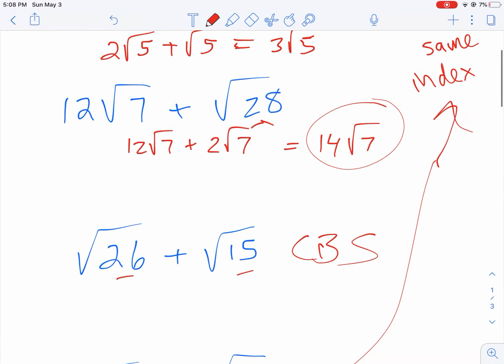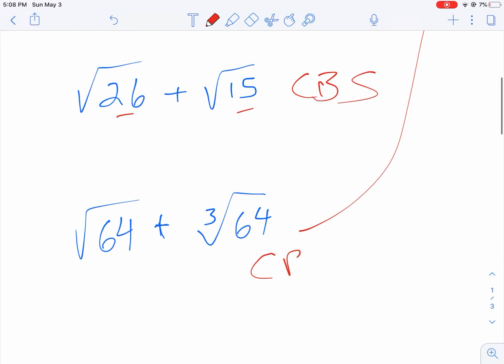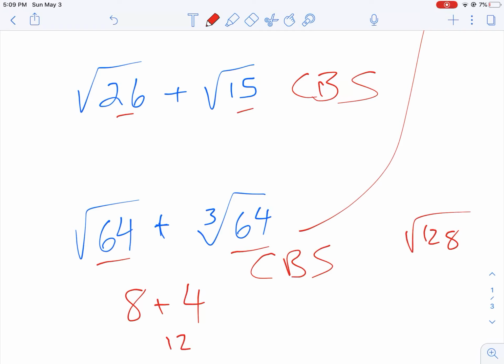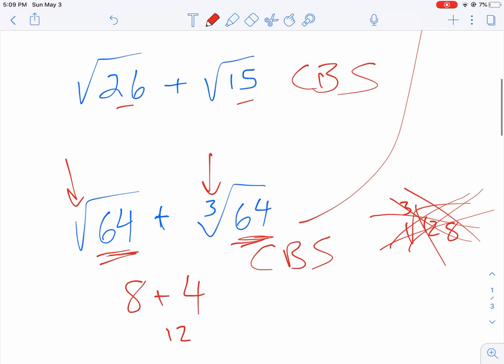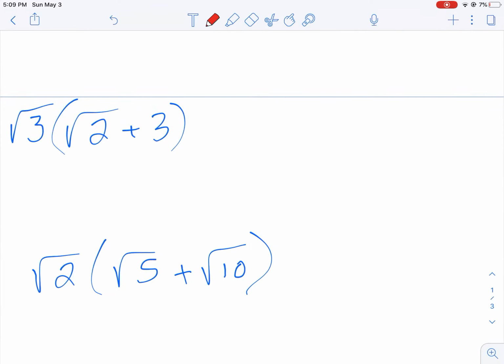All right, square root of 64 plus cube root of 64. Well, that's why I mentioned this up here. This cannot be simplified because they're not the same index. Because, by the way, this is 8 plus 4. So that's 12. When I add these, does it give me 144? No, it gives me 128. And would I say it's a square root of 128 or the cube root of 128? I wouldn't say any of that. Okay, it has to be the same radicand, but also the same index.